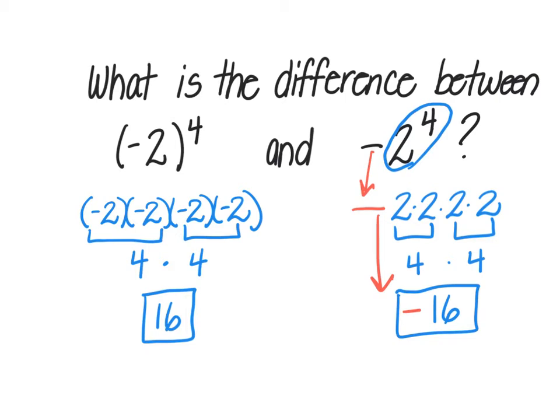If the negative is enclosed in the parentheses, it's going to get the power. But if the negative is not enclosed in parentheses, it doesn't get the power. So I don't have 4 negatives in the second example because the negative is not in the parentheses. And this is really important when you're working with even powers. Because let's look at the next example.